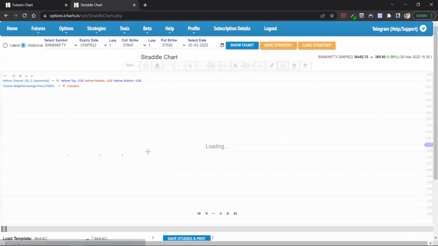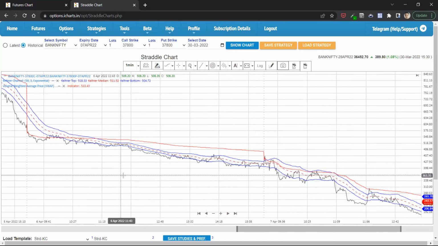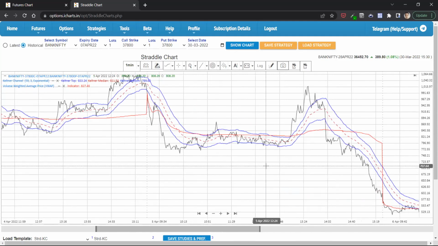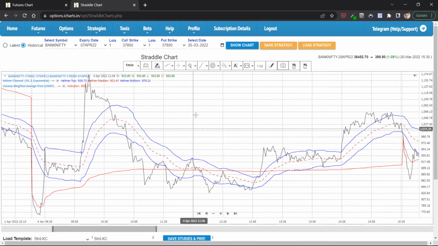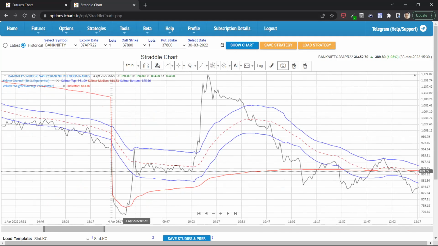This date is not required here. It doesn't matter. So 4th April, 4th April. Wow.